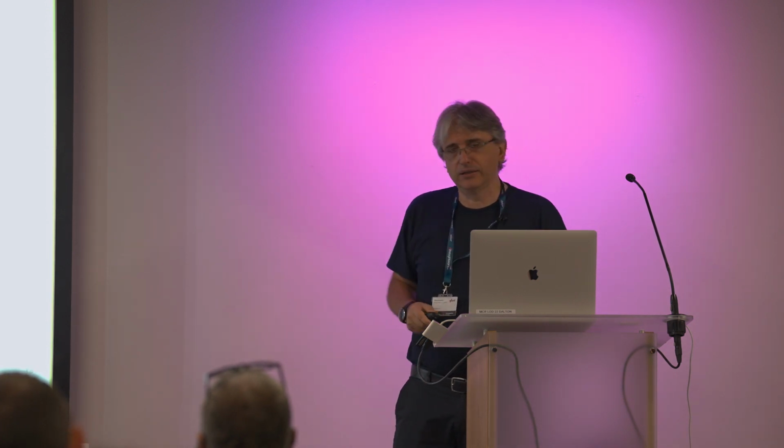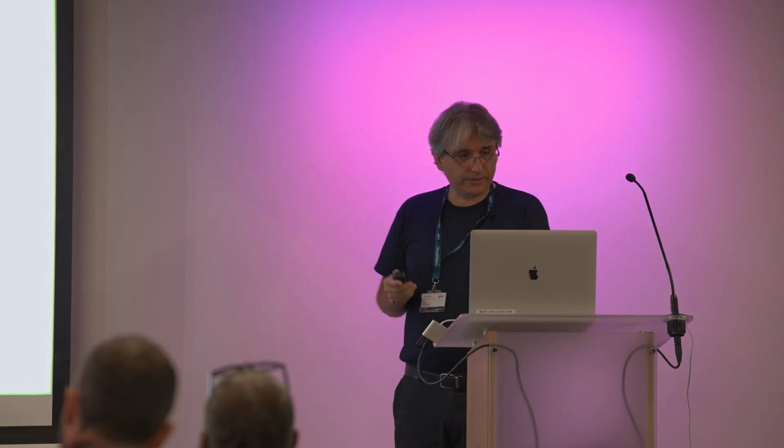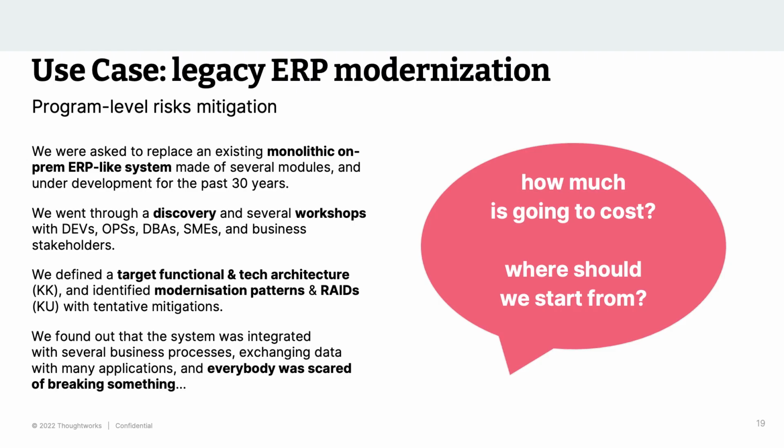You can also draw the target tech architecture, because they want to move to the cloud, and also find some modernization patterns you may use based on the knowledge you acquired so far. But the problem is that the system was a huge monolithic system, integrated with a lot of business processes and exchanging data, and also inside itself it was a huge interconnected system.